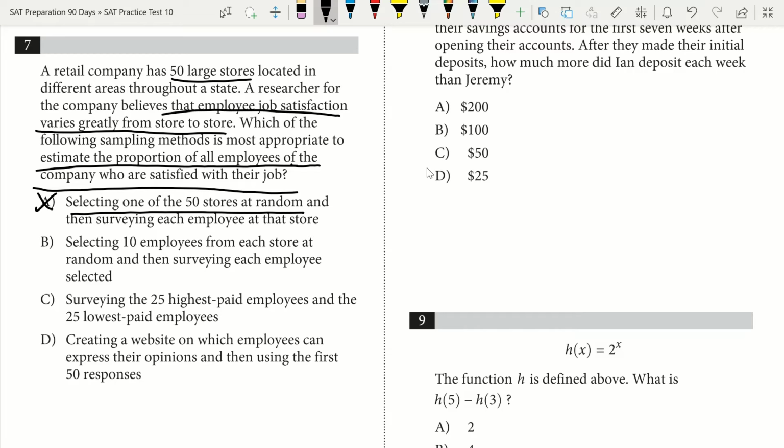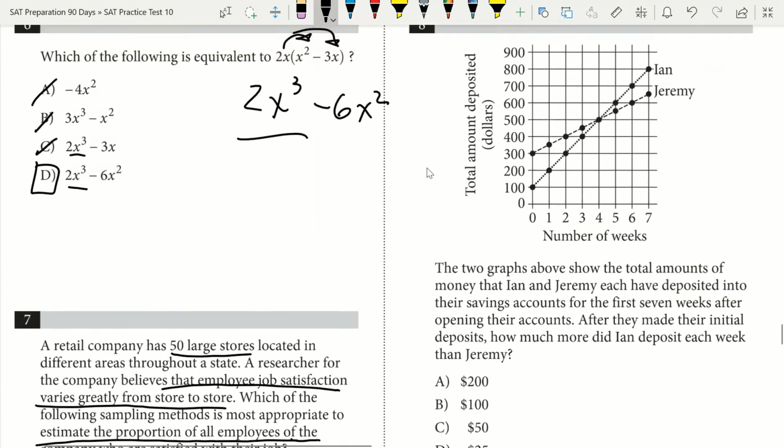Selecting 10 employees from each store at random and then surveying each employee selected. Yes, absolutely, that's the correct answer. That gives us people from each store and we're selecting them randomly, which allows us to come to an accurate conclusion about the employees at all the stores. Option C, surveying the 25 highest paid employees. Once again, that's a biased sample. And then the 25 lowest paid employees is also a biased sample. D, creating a website on which employees can express their opinions and using the first 50 responses. Okay, this is called volunteer bias. If you ever have a poll and you're only allowing people to volunteer to do it, you're going to get what's called volunteer bias. So you're not going to want to do that because that's going to be a biased survey. So D is incorrect as well.